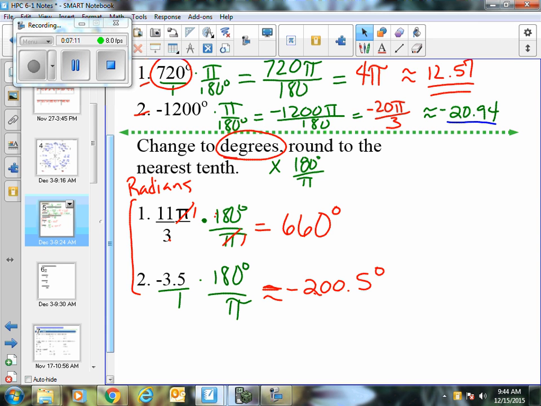Now, I want to talk about reasonableness for this last one. Remember, if it's negative also in radians, it's going to be negative in degrees. I want to think about the picture for this one to see if we can make sense of this a little bit.